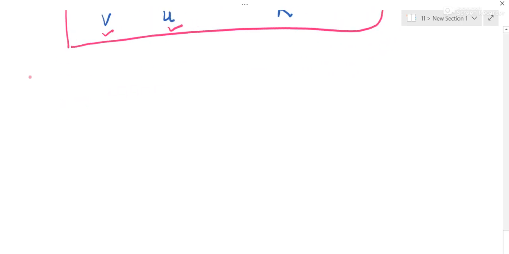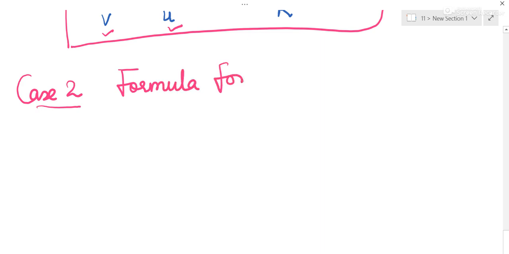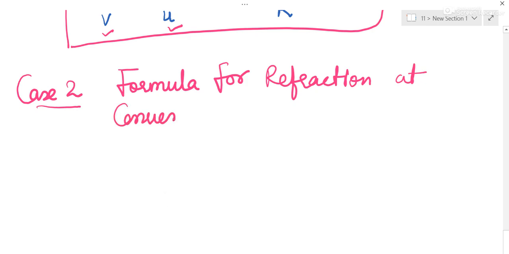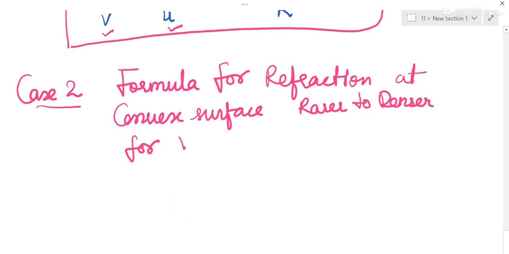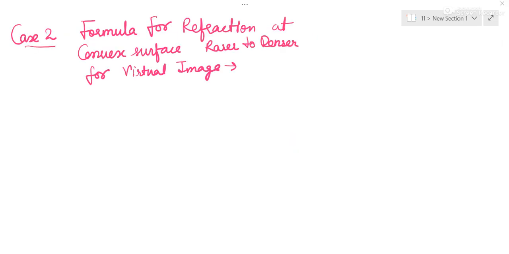Like this, we have six cases. Case 2. Formula for refraction at convex surface for rarer to denser for virtual image. Convex surface, rarer to denser, virtual image.